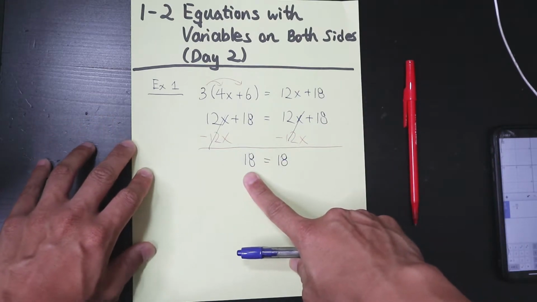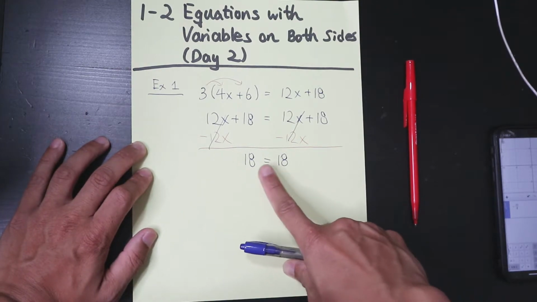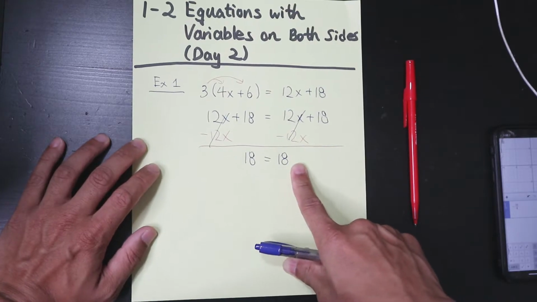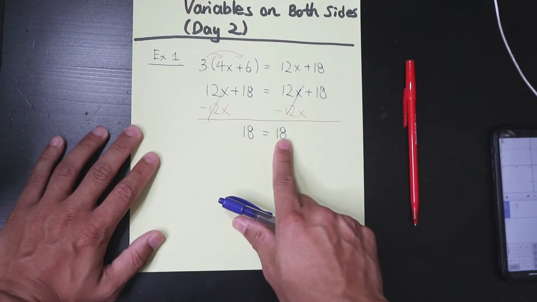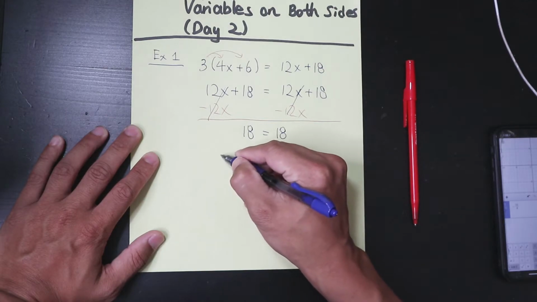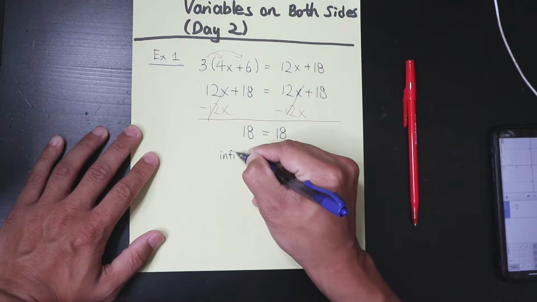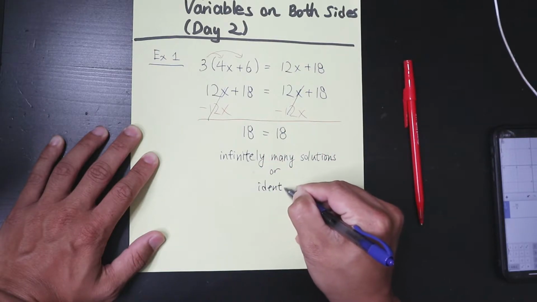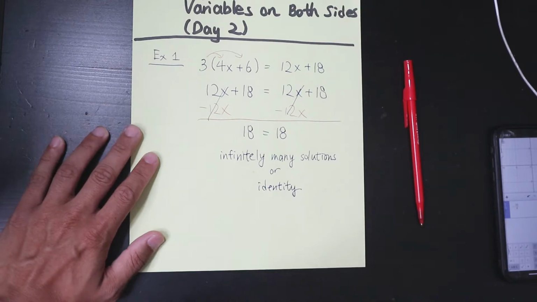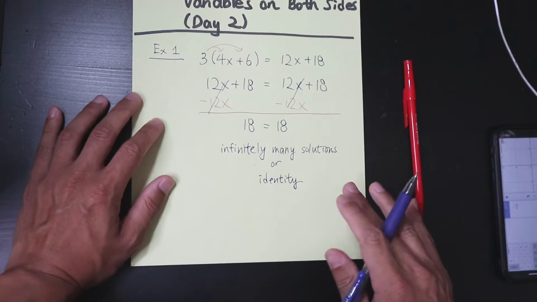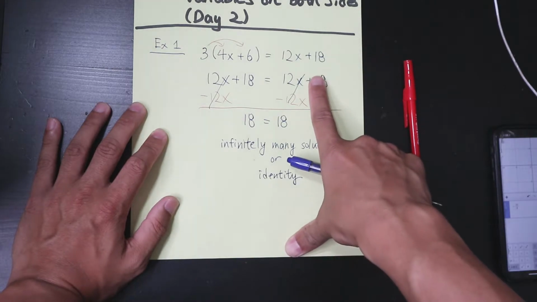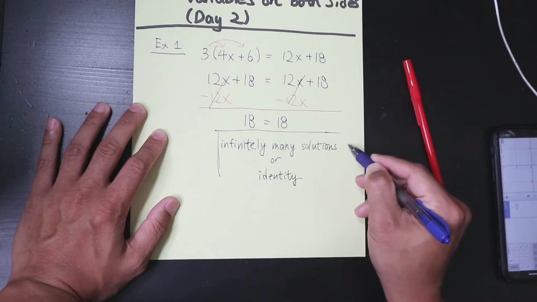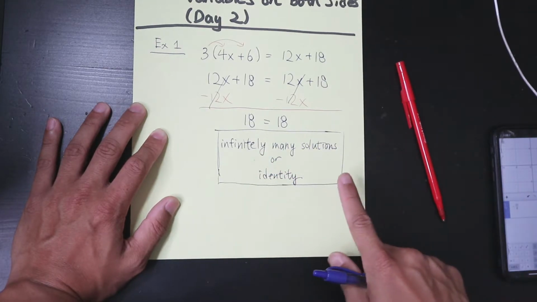You notice that this looks strange because there are no other variables. You're left with two numbers that are equal to each other. So if you have two numbers that are equal to each other, we call this equation infinitely many solutions, or identity in some of the textbooks. What does this mean? It means that the answer to this equation is not a number, it's actually a situation. It's either infinitely many solutions, or identity.